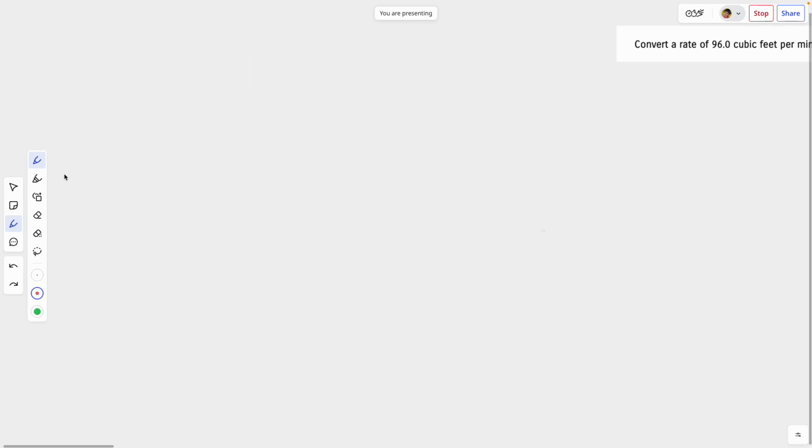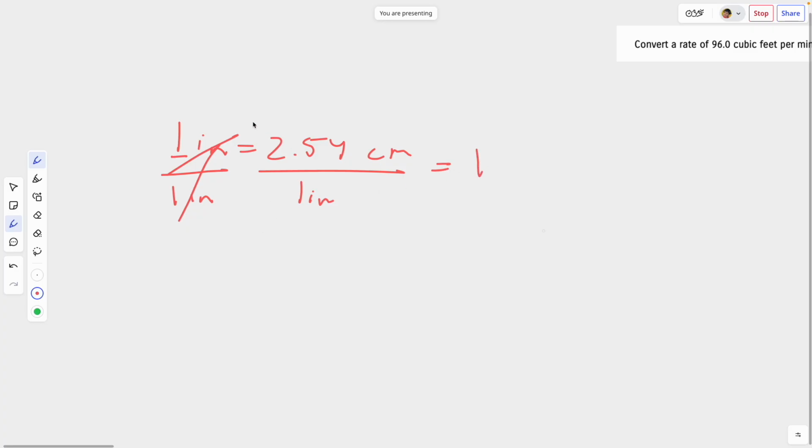We all know that there's different types of units, right? So for example, 1 inch is equal to 2.54 centimeters. So if you divide both sides by, let's say 1 inch, right? And this cancels out and you just get 1 here. The unit goes away because you're dividing this by 1 inch. So all this cancels out. This just equals 1. This is called a conversion factor.